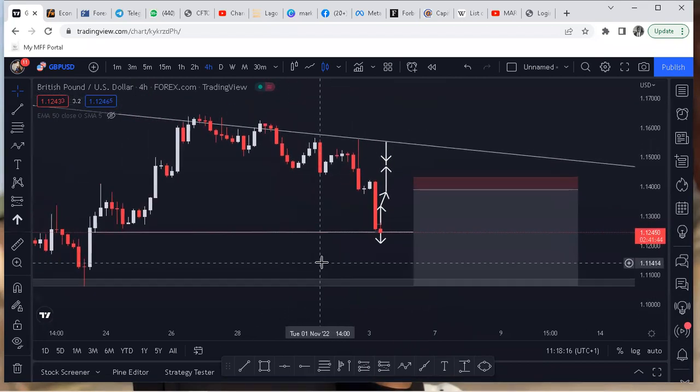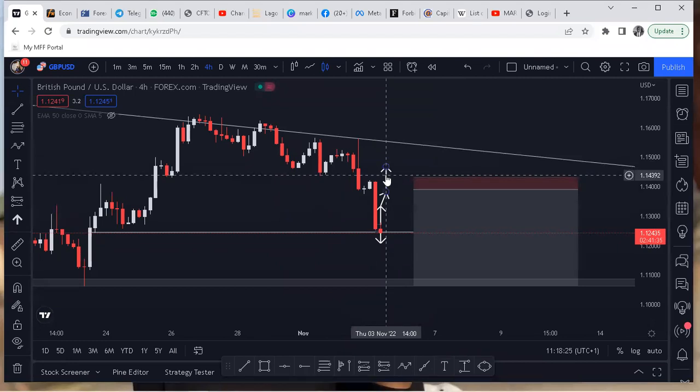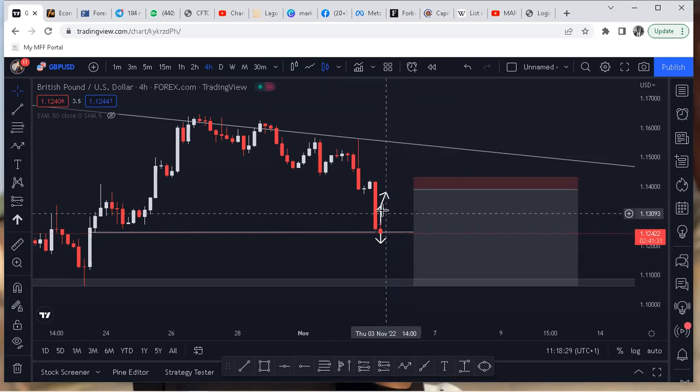If it keeps selling, it's most likely not going to keep selling. Most likely it's going to retrace a little. But if it keeps selling, no problem.